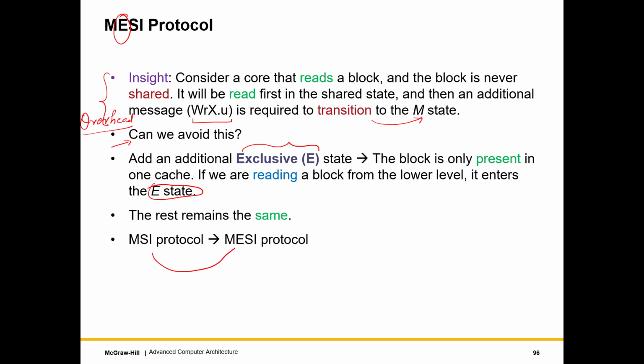So the MSI protocol actually becomes the MESI protocol, where we have an additional E state or exclusive state, which indicates that there is a single copy of the block. We don't have multiple copies, we just have a single copy, just one. And so this is the MESI protocol, which we will look at next.